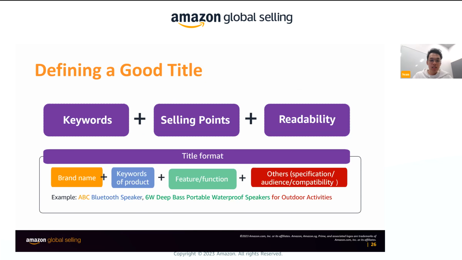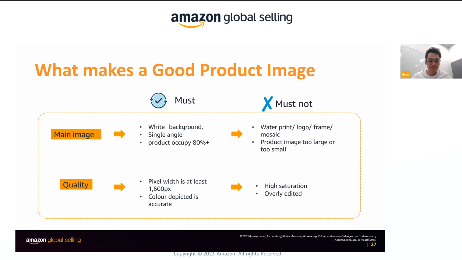Then how do you define a good title? Have the keywords, have the selling points, and readability. A simple 4 steps to follow: have your brand name, keywords of the product, features and function, and the purpose of it. A simple one could be Amazon's Bluetooth speaker, waterproof, high bass, for clubbing, for example. Simple, sweet, you just take a look and you understand what the point of the product is.